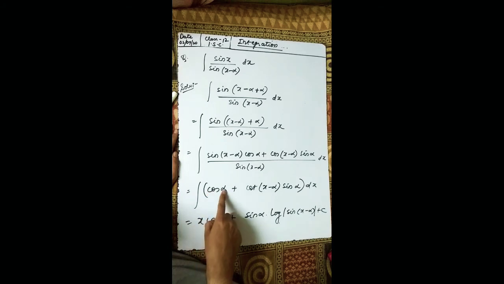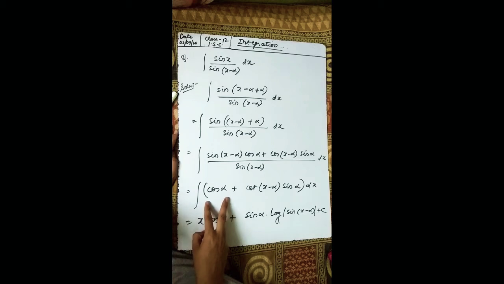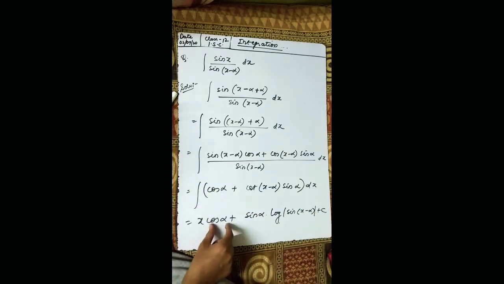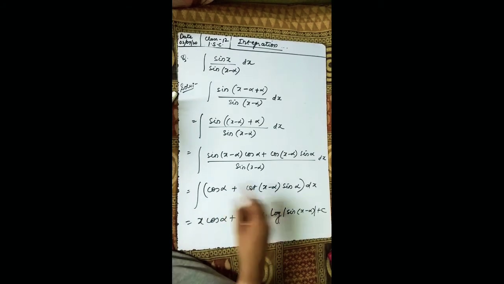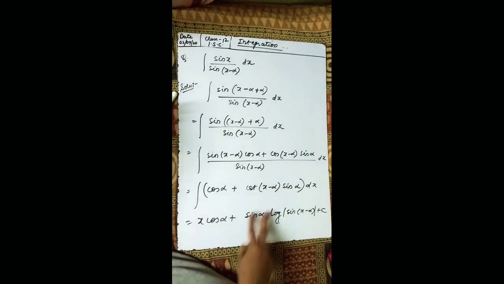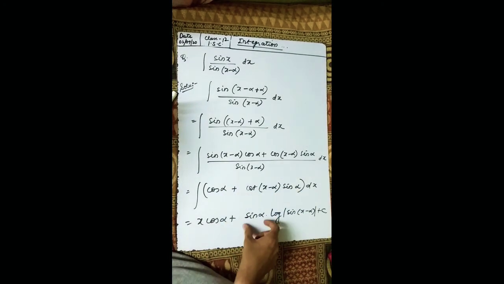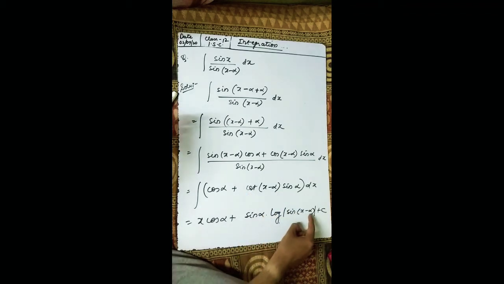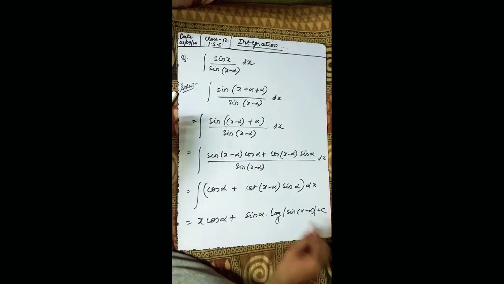Now integration of cos alpha will be x cos alpha. Why? Because cos alpha is a constant term for us. So if you take cos alpha out, you are left with integration of 1 dx. Integration of 1 is what? x. So x cos alpha plus sin alpha, again a constant, will come out, and integration of cot (x minus alpha) is what? Log of sin (x minus alpha) plus c. If you differentiate x minus alpha, it gives 1 minus 0, which is already 1, so we don't mention it.